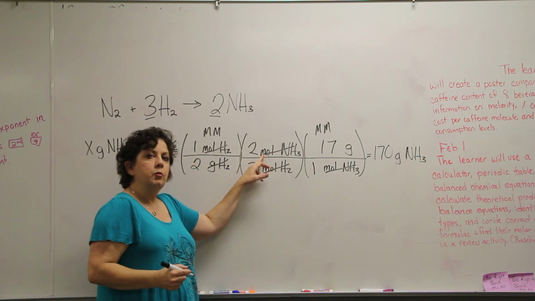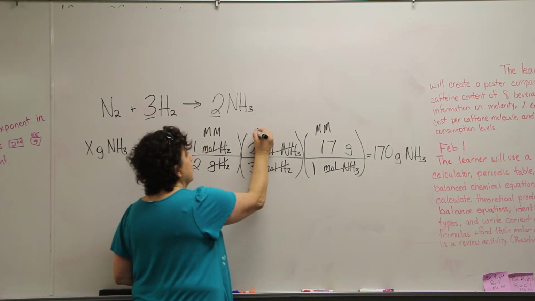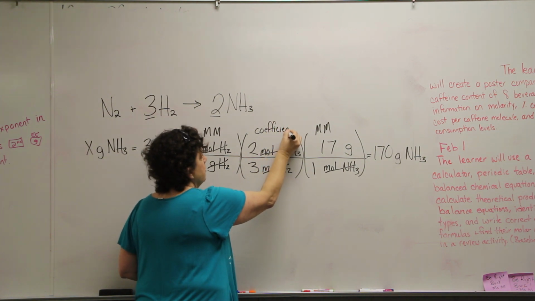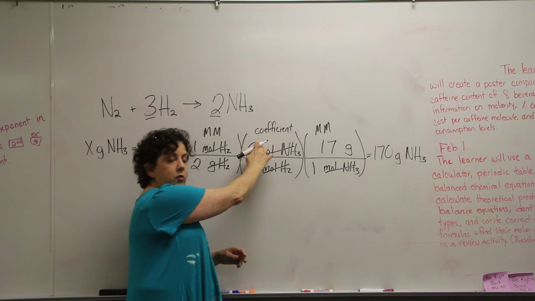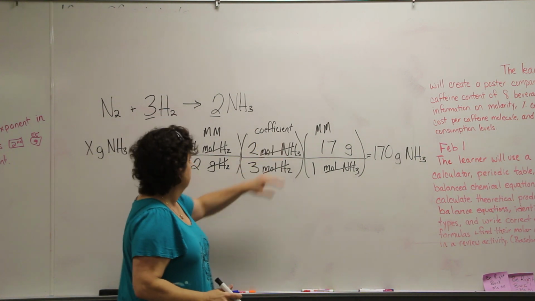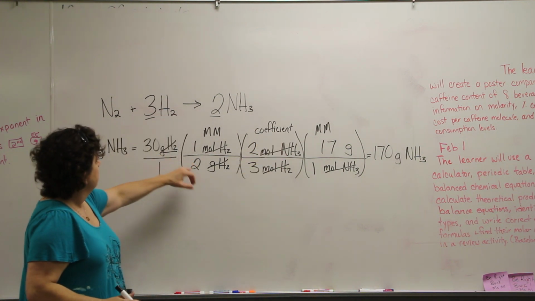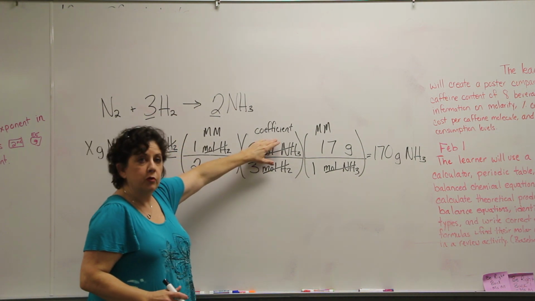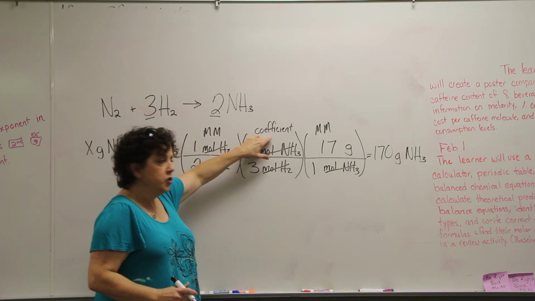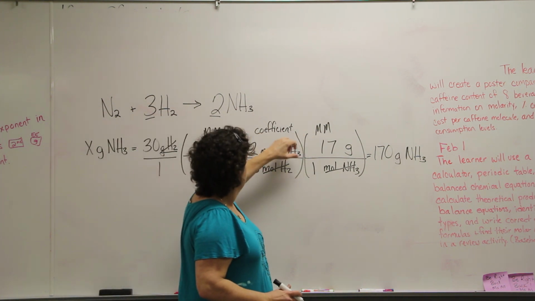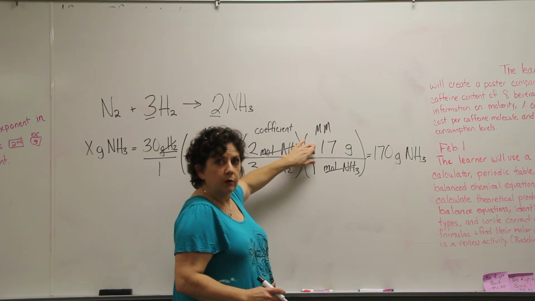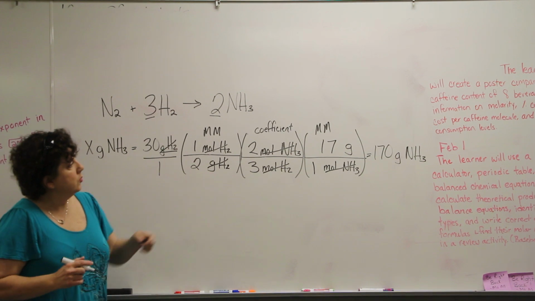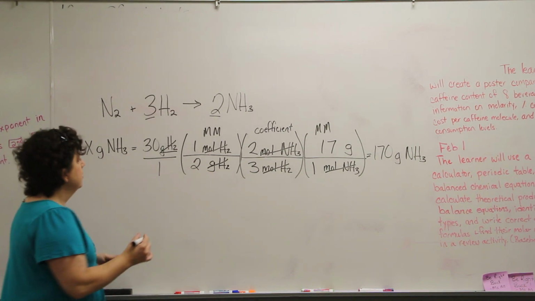This is the only step where you're going to use the coefficients. Once you use the coefficients from your balanced equation in this middle step, going from moles of one thing to moles of another thing, then you're done with those coefficients. So step 1, grams to moles using the molar mass. Step 2, moles of your given to moles of what you're looking for using the coefficients. And step 3, moles of what you're looking for into grams of what you're looking for by using the molar mass.